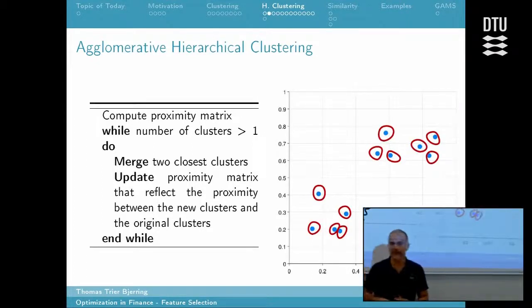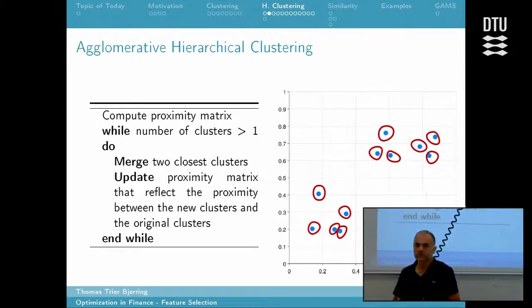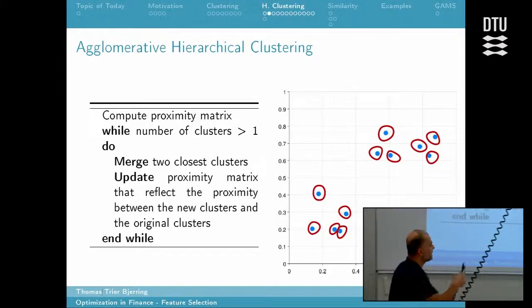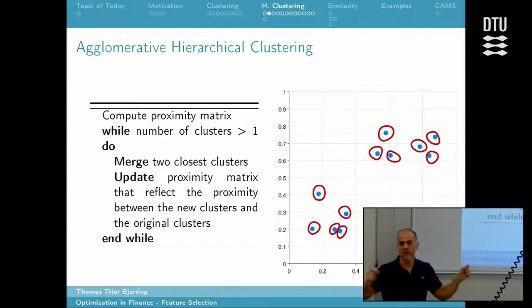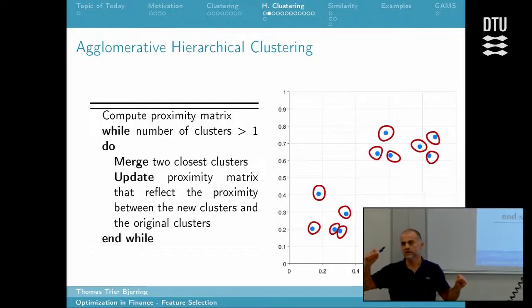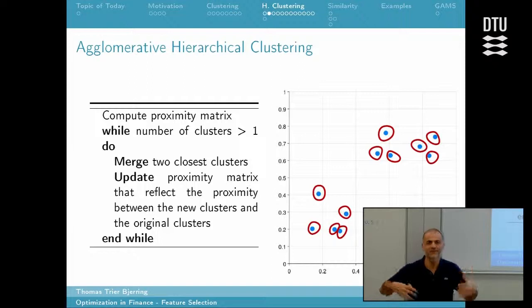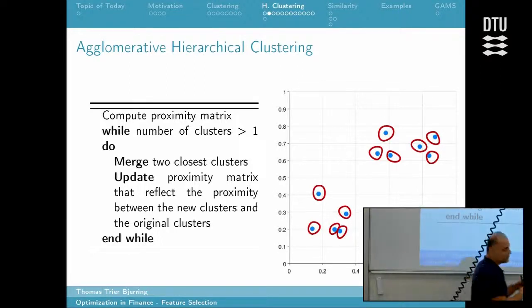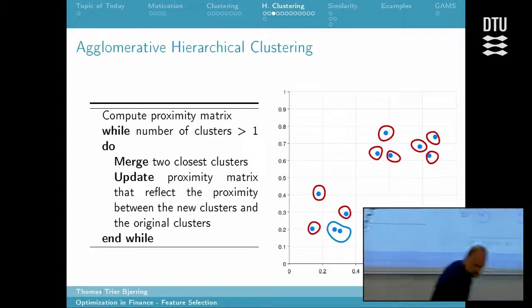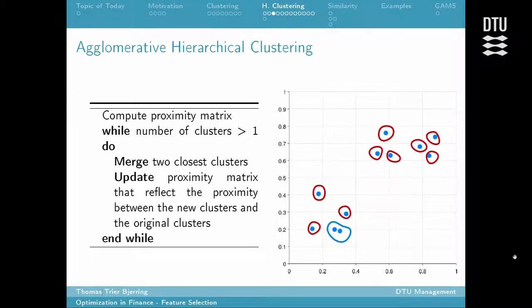So what does that mean in practice? I start with the 11 points. I make them into clusters, right? Each cluster is made up of 1 point. I measure the distance from all the points to all the points. I have my proximity matrix. And then I merge the two which are closest to each other. Well, that happens to be these two. Now I have 10 clusters. I had 11 a second ago. Now I have 10 clusters.